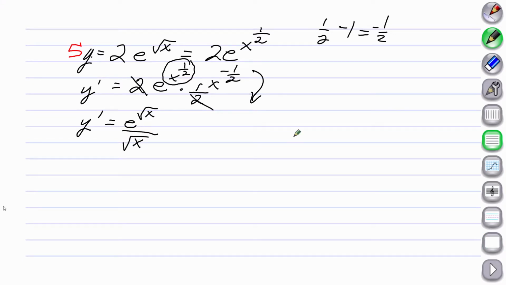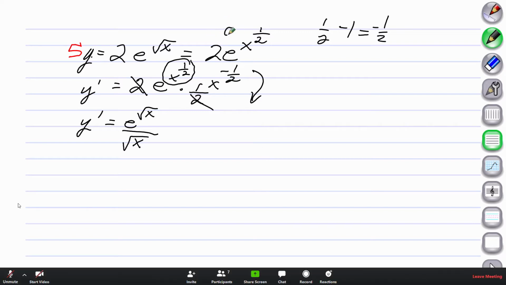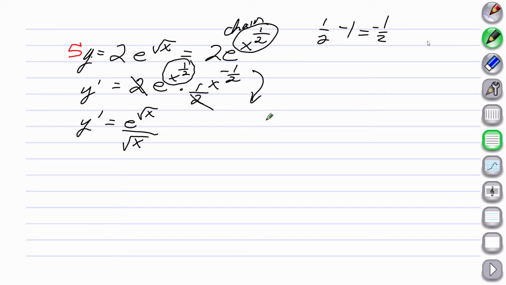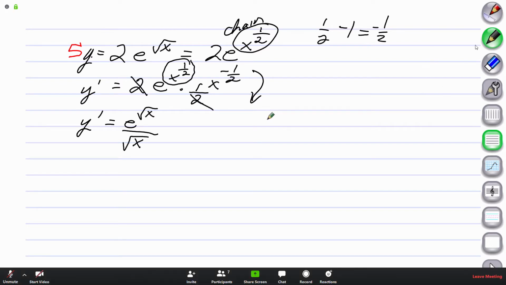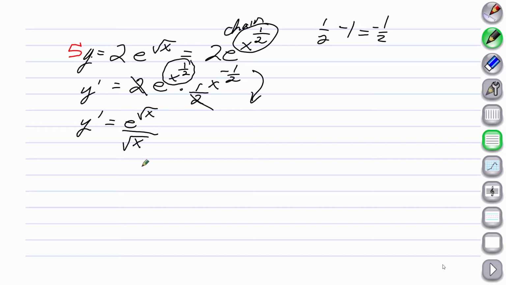So the answer is quite different from the original problem. Does that make sense? So we have to do, unfortunately, the chain rule on this portion of the problem right there. And all these are going to be like that when we get into the other formulas.